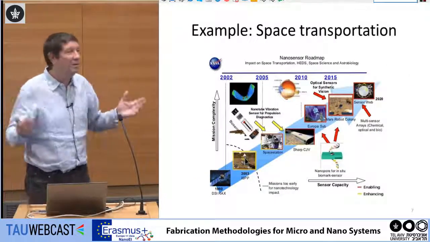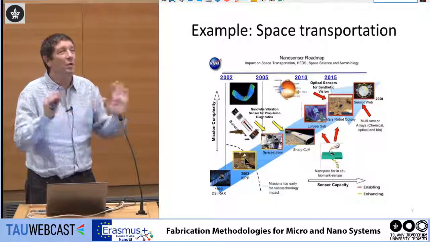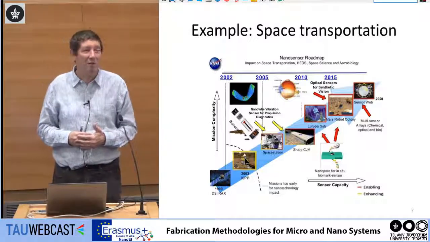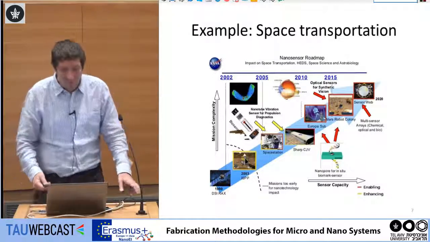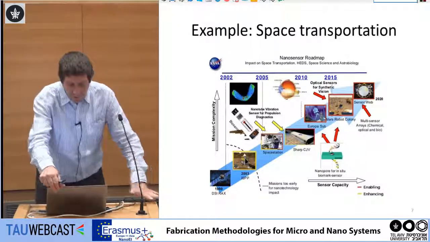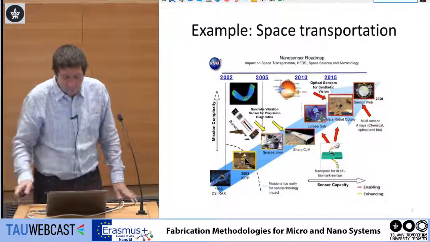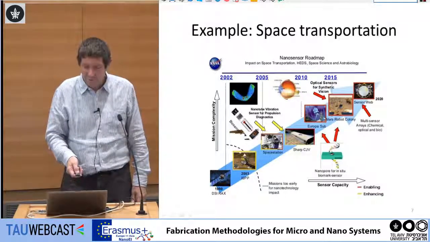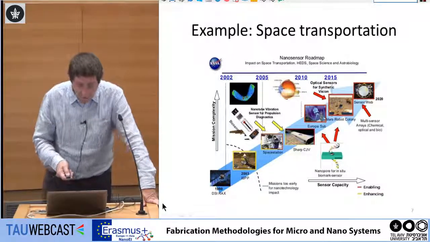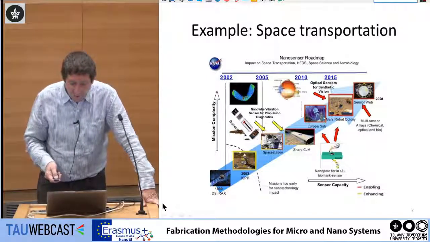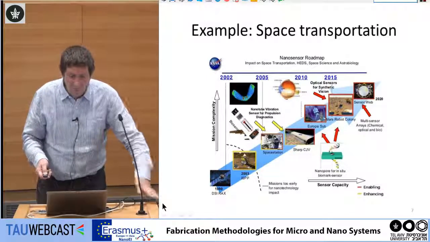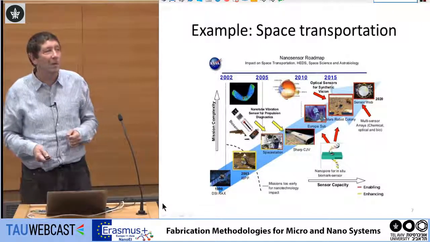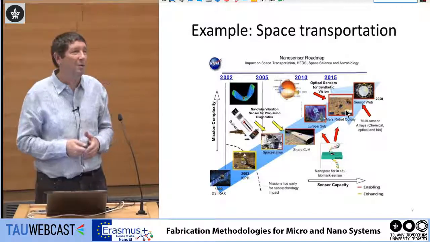So another example, I'm trying to give you today unusual examples. We looked at oil exploration, and also space transportation, and I took this from the NASA website. If you look at the nanoscience roadmap, between 2002 and today, you can find that there's a lot of nanotechnology being introduced into satellite technology and microsatellite technology, and people now talk about nanos.